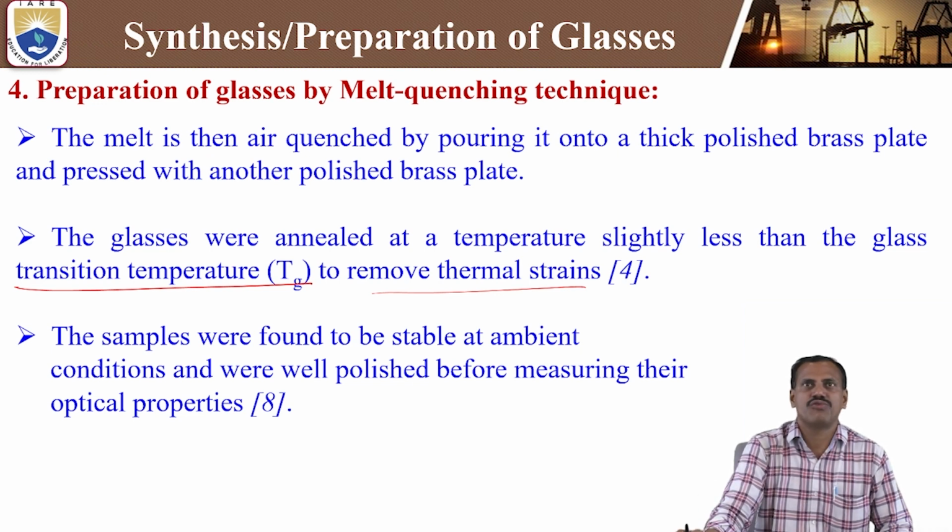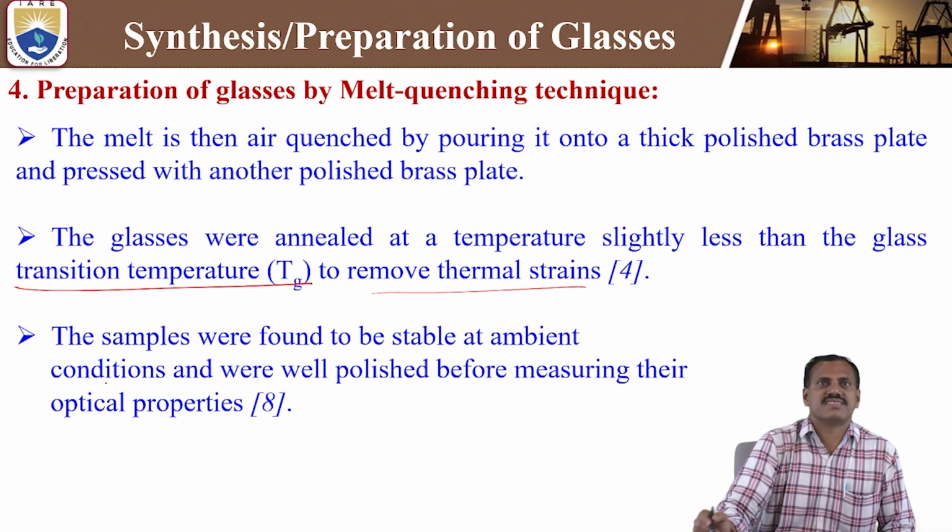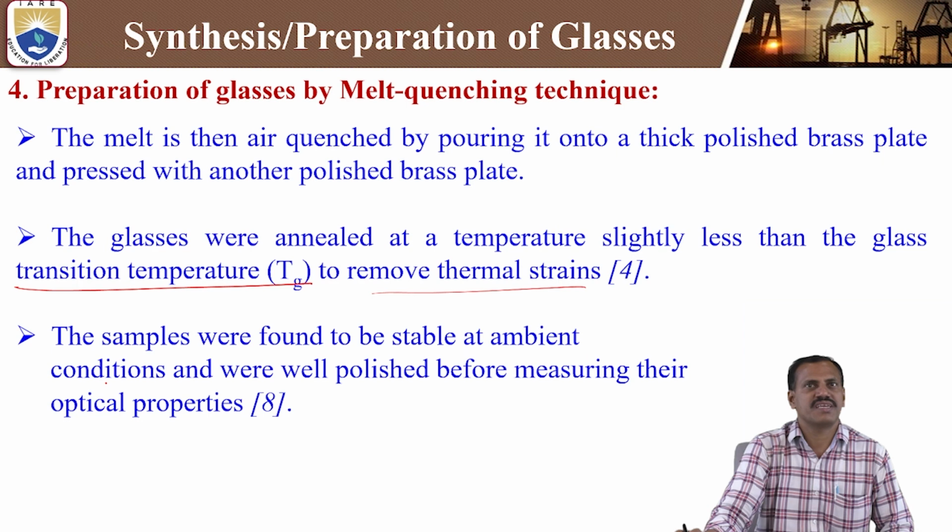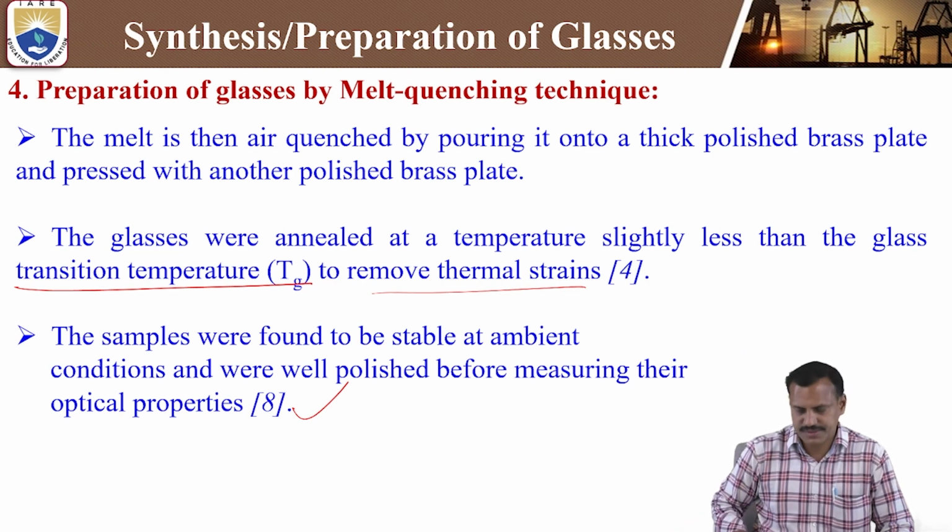So the purpose is to avoid thermal stress and strain, and we have to stay below the glass transition temperature. That is a very important parameter to prepare the glass materials. These samples were found to be stable at ambient condition and were well polished before measuring their optical properties. After preparation of the glass sample, we have to polish it thoroughly and in good condition. Then we can send the glass materials for different kinds of measurements, optical measurements or luminescence measurements. Then we can study the luminescence and optical properties after preparation of the glass materials.